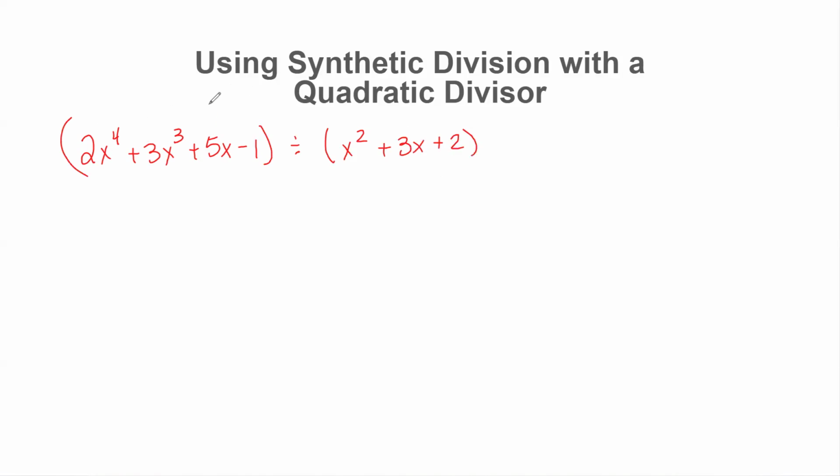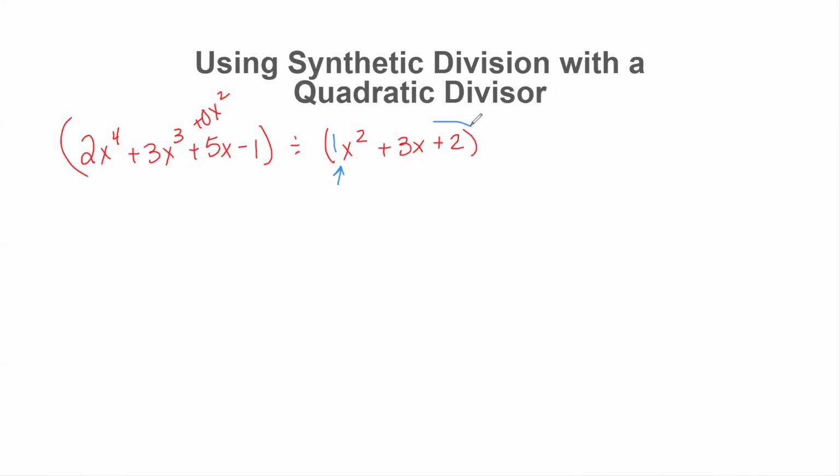Now note on the dividend, the first number there, we technically have 0 x squares. We do need to account for that, whether you're doing long or synthetic. We do need to put in that 0 placeholder. All right, to do synthetic with a quadratic, you do need this leading coefficient to be 1. So we have that. I'll do one here in a minute where we don't, and I'll show you what to do to fix it. So we're good.